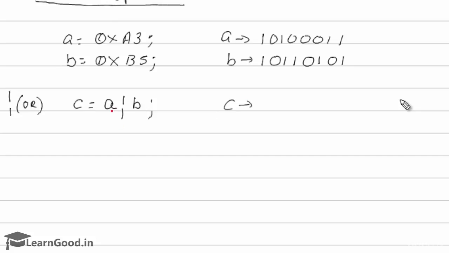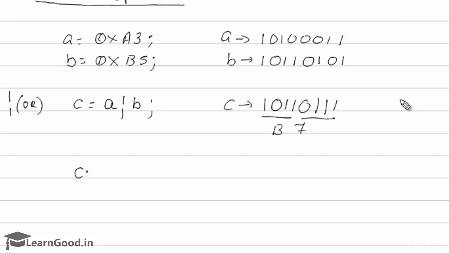When I apply a bitwise operator to both operands A and B, it applies to the individual bits. That is, 1 or 1 is 1, 0 or 0 is 0, 1 or 1 is 1, 0 or 1 is 1, 0 or 0 is 0, 0 or 1 is 1, 1 or 0 is 1, and 1 or 1 is 1. That means if any one or both are true, the final result is true. So what will be the value of this C variable? In this case, it's going to be B7, a hexadecimal value.